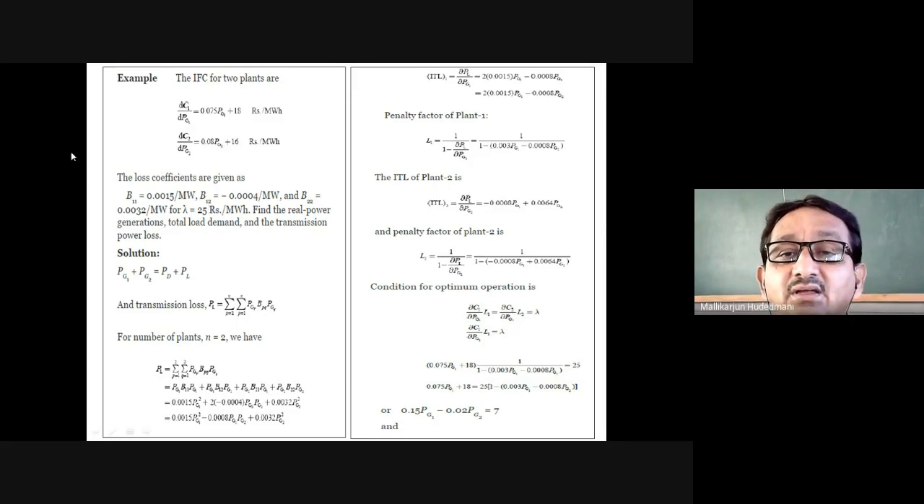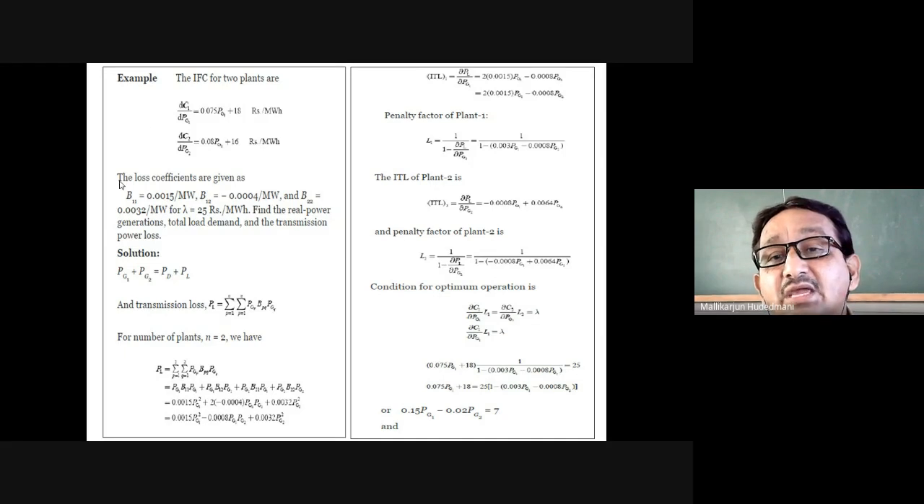They were given here. And lambda is 25 rupees per megawatt hour. Find the real power generations, total demand and the transmission line loss. So this is a very interesting problem. It's a very lengthy problem, very interesting problem.